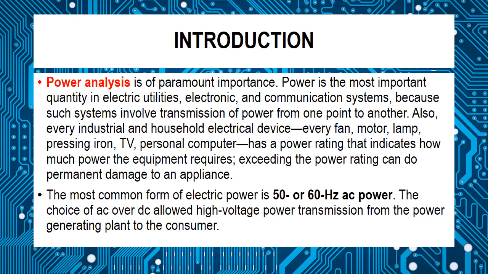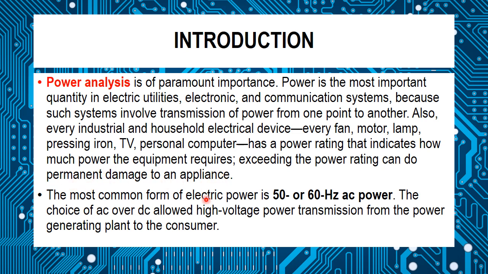So as for the introduction, we have here the power analysis. So this is of paramount importance. Power is the most important quantity in electric utilities, electronic and communication systems, because such systems involve transmission of power from one point to another. Also, every industrial and household electrical device, every fan, motor, lamp, pressing iron, TV, personal computer, has a power rating that indicates how much power the equipment requires. Exceeding the power rating can do permanent damage to an appliance, so we all know that.